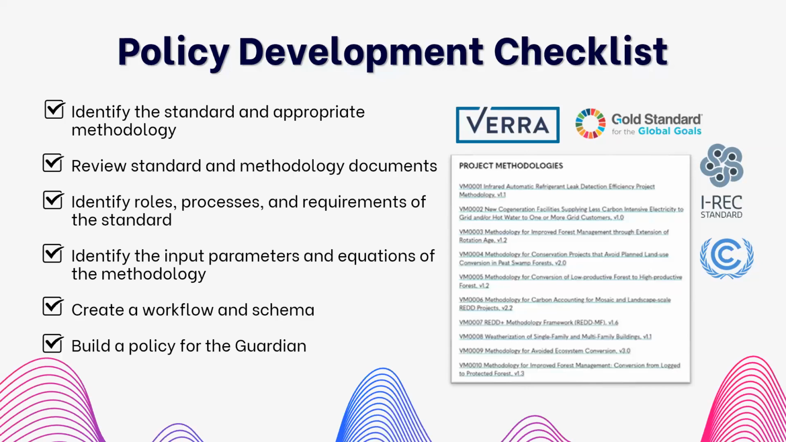Step 3 is to identify roles, processes, and requirements. By identifying the various roles involved, you'll be able to define their responsibilities in the Guardian, then determine the necessary processes and requirements outlined by the standard.